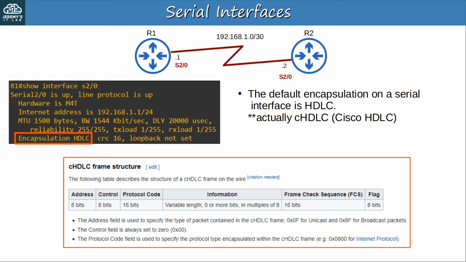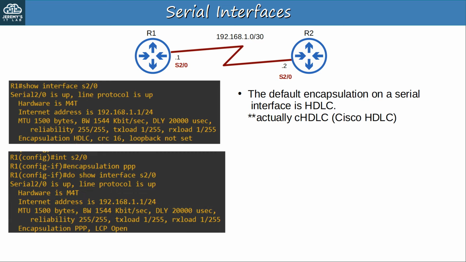Here's the structure of an HDLC frame, taken from Wikipedia. You don't need to learn this, but pause the video if you want to take a look. One thing to note is that there is no MAC address field, so MAC addresses actually aren't used. I mentioned the PPP encapsulation too. Let's see how to configure the router to use that encapsulation instead. Simply use the encapsulation PPP command on the interface.